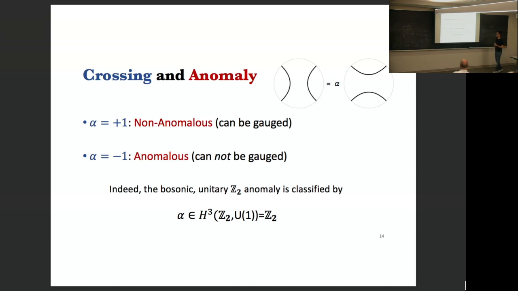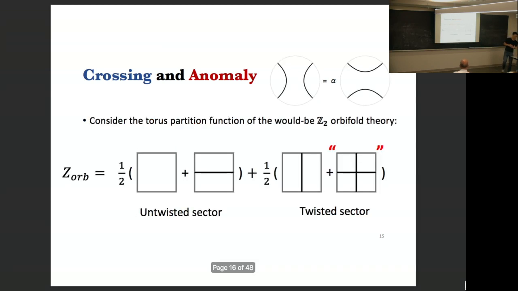In fact, this alpha is nothing but the third group cohomology of Z2 with U(1) coefficient, and that formally classifies all the Z2 anomaly in the 1+1D bosonic QFT. Here's the claim, and let's try to justify it. One way to justify it is that suppose you don't care about whether alpha is plus 1 or minus 1. Again, the 1+1D quantum field theory has a Z2 symmetry. Let's just go ahead and gauge it.